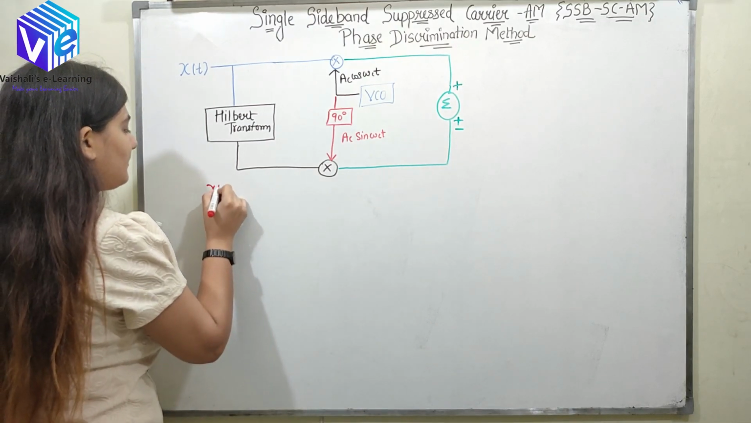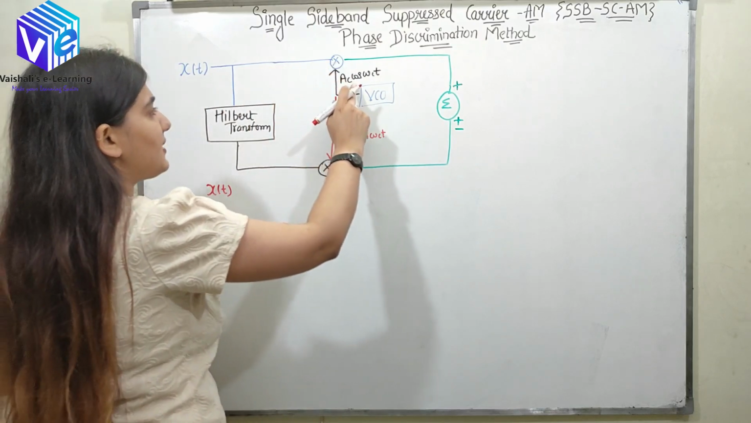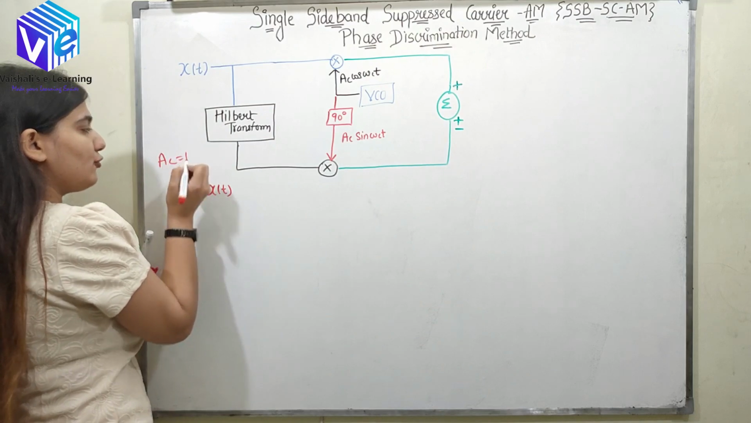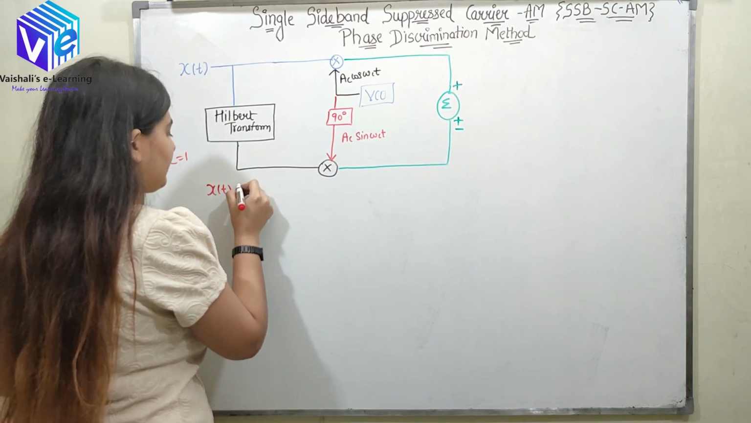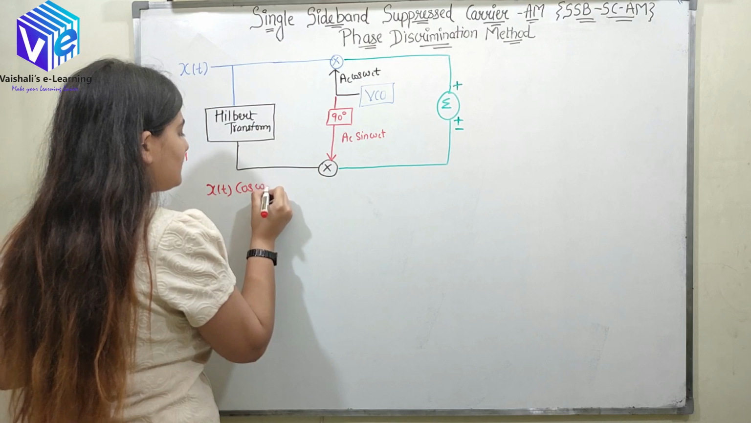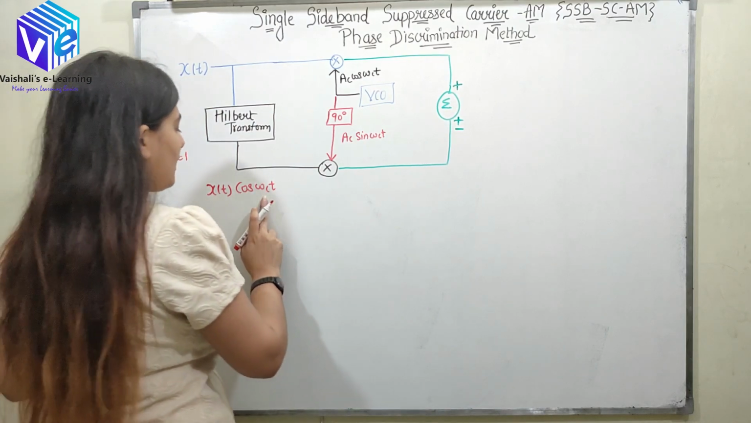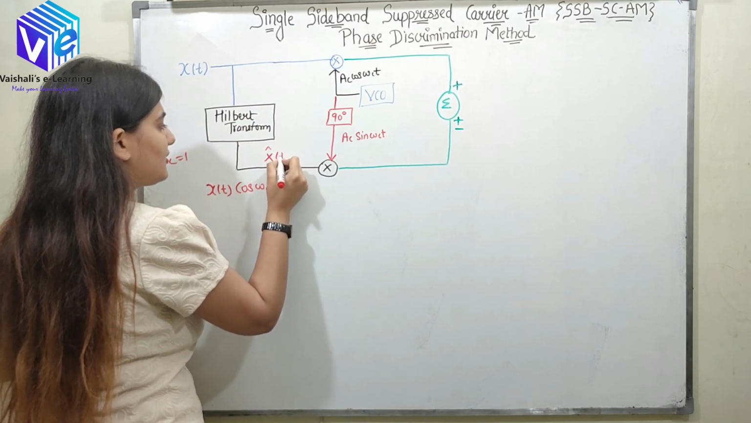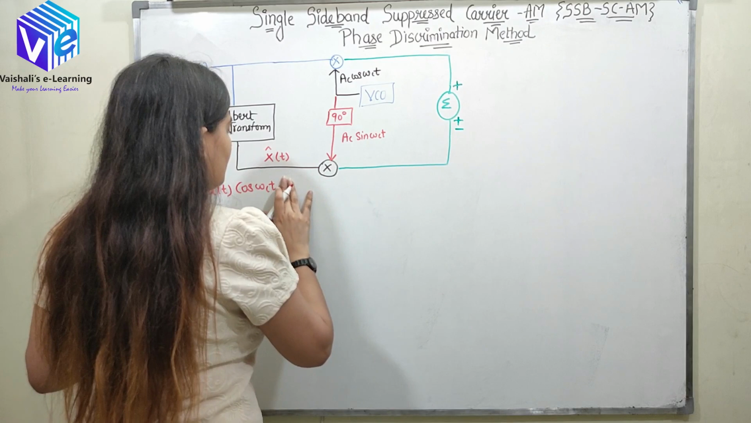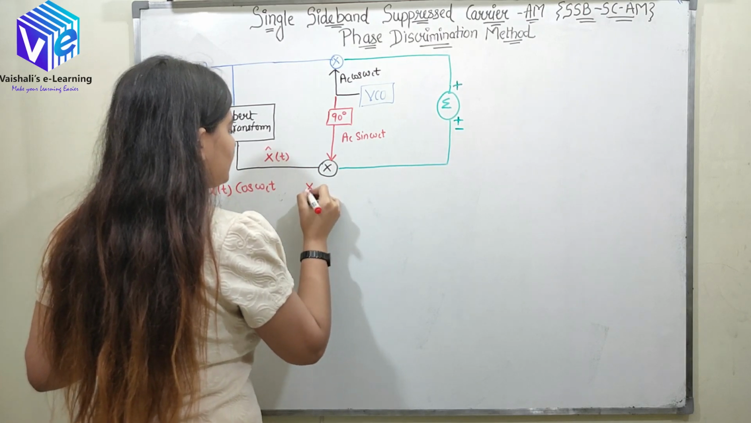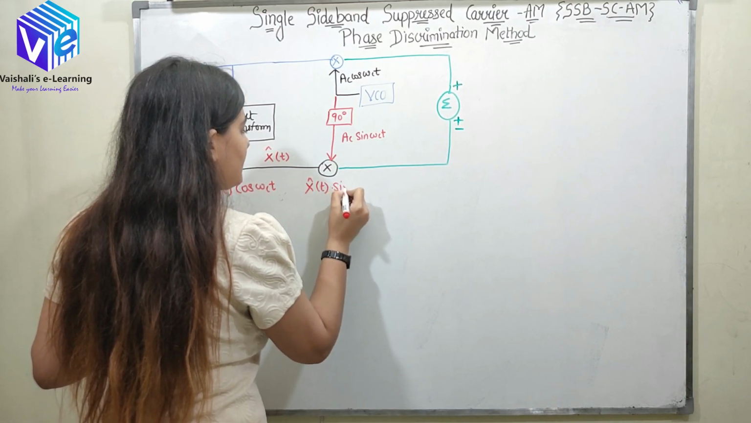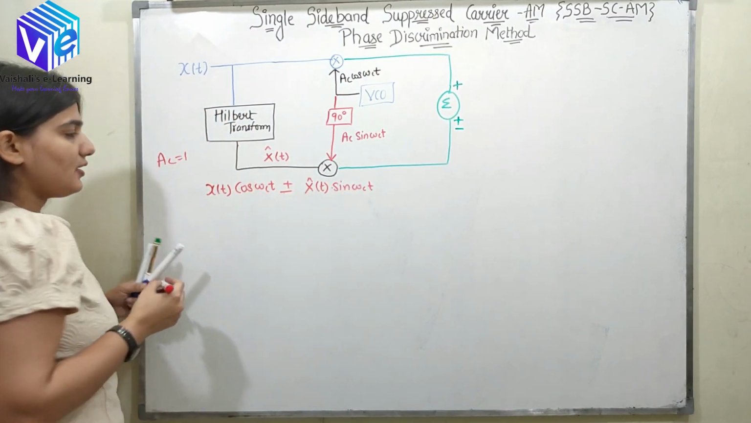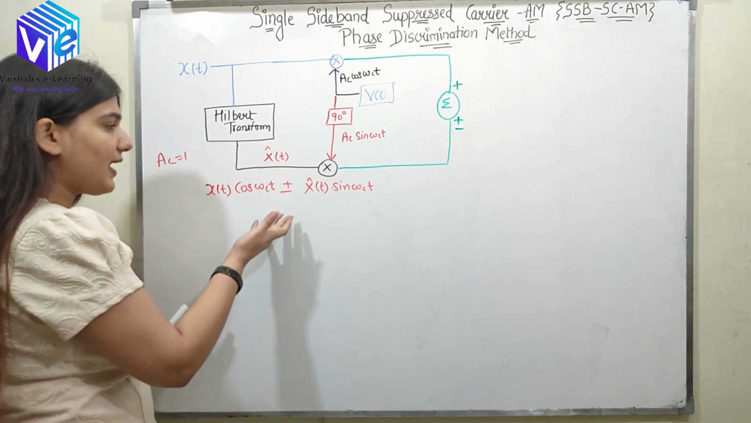So xt is going from here and it is multiplying by Ac cos omega ct. I am taking the value of Ac to be 1 to simplify the calculations. So it is xt cos omega ct. Now here it is taking the Hilbert transform of xt, which is denoted by x cap t. So from here I am getting x cap t multiplied with sin omega ct. So I can add it or subtract it. I hope you understood what I am going to do.